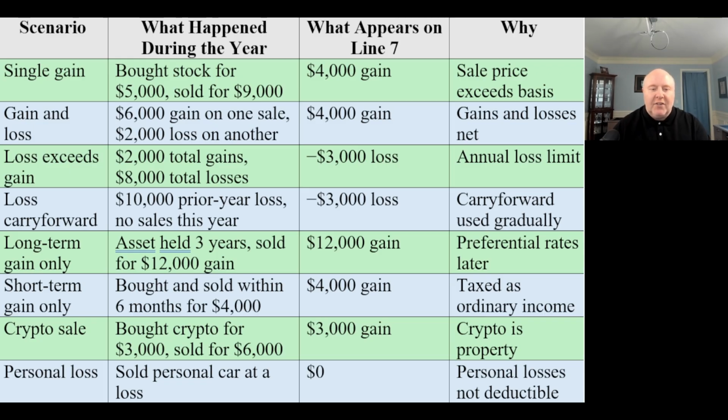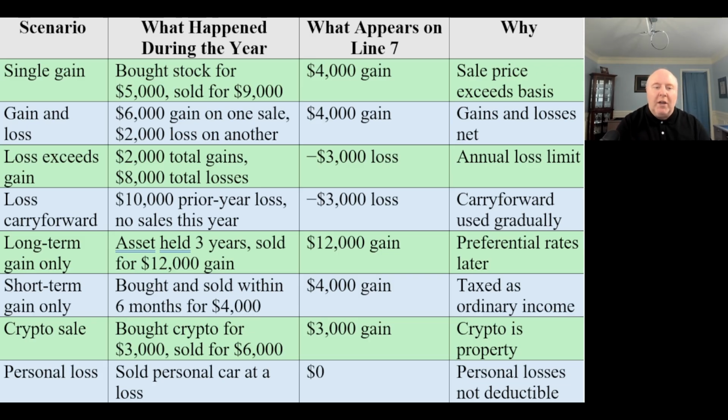Now we have a $6,000 gain on one sale and a $2,000 loss on the other sale. So when we go through the netting process on this, what's going to happen is we're going to take the $6,000 gain and subtract out the $2,000 loss, and we're going to have a $4,000 gain. So that's the netting process.